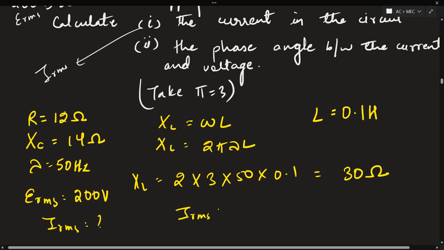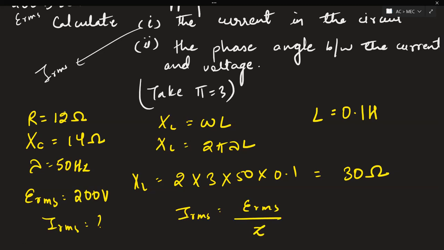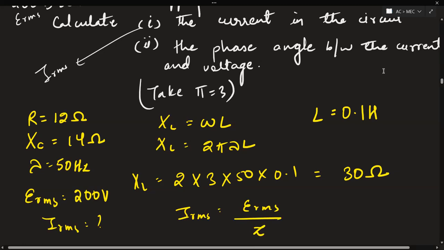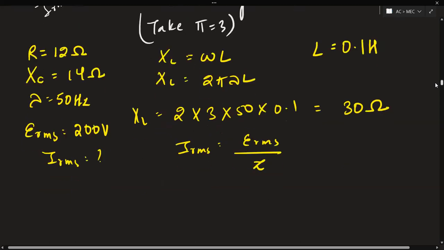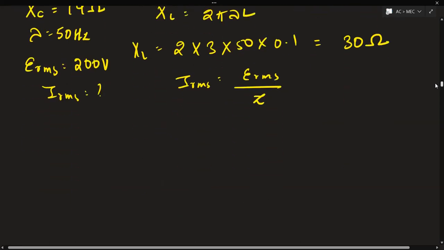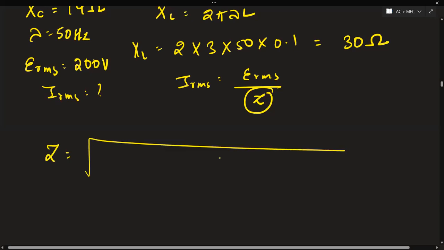Obviously, current is equal to voltage divided by the resistance. And for an AC LCR circuit, we all know that the net resistance for that circuit is the impedance. So here you will write IRMS as ERMS divided by Z. Now Z is unknown. For that, we can perform this calculation.